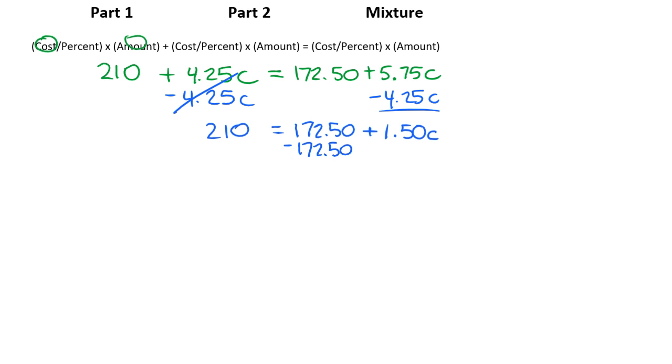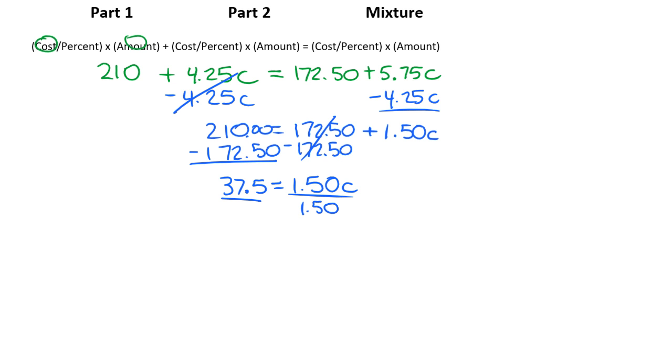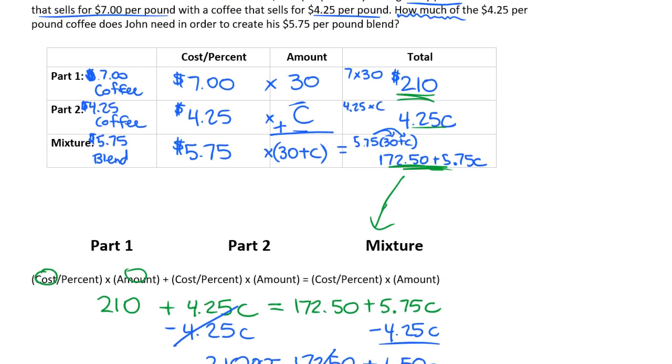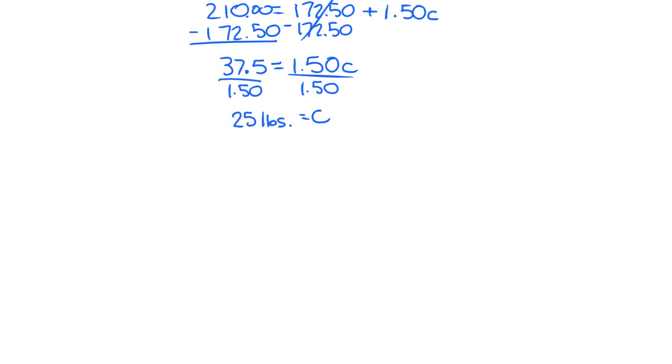Now if we take 172.50 and subtract it from both sides, we're going to line up the place values so we don't forget. When we take 210 and take 172.50 away, we get 37.5 equals, those cancel, 1.5C. Then when we divide both sides by 1.5, or 1.50, or 1 and 50 hundredths, we get 25 pounds. What this says is that C, if we look back up here, is our amount of $4.25 coffee. So we have 25 pounds of the $4.25 per pound coffee.